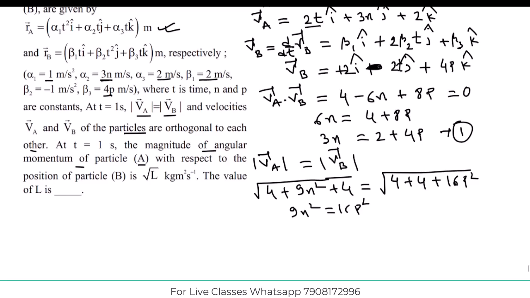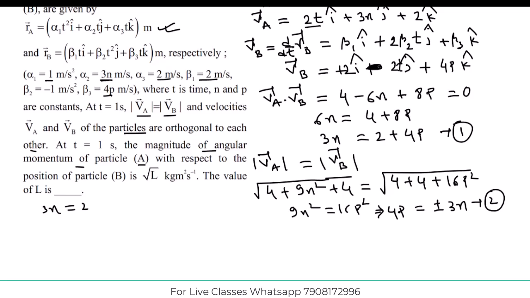Now, this becomes 3n equal to 4p, or from here we can write 4p is equal to plus minus 3n. Let's say this is equation number 2. Now from equation 2 put the value in equation 1. If we put 4p equal to plus 3n in equation 1, then the equation is not valid, that is 3n cancels, that is 3n equal to 2 plus 4p.